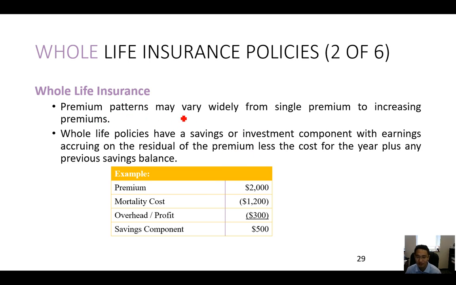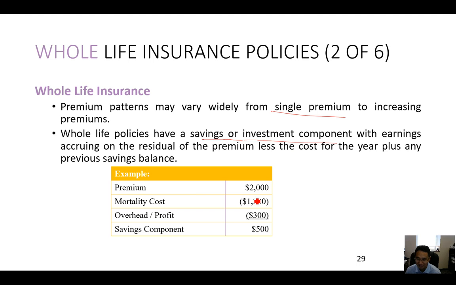The premium pattern may vary widely from single premium to increasing premium. You can give them a one-time payment and cover everything, or you can pay the premium gradually. Whole life policies have a saving or investment component, just like universal, with earnings accruing on the residual of the premium less the cost of the year, plus any previous savings balances.